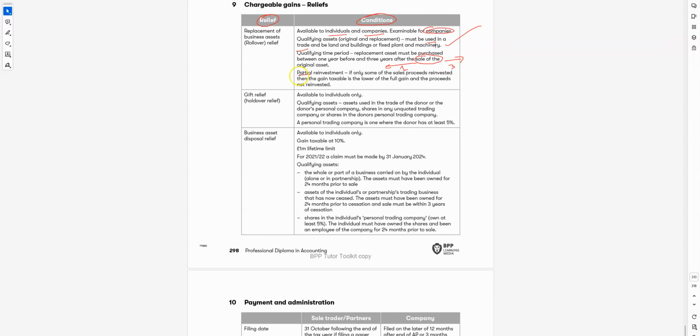Partial reinvestment: if we do not invest the full money, for example, if we sell the old asset for £10,000 and we only invest £5,000, then there will be some immediate gain that will be taxable. If only some of the sale proceeds are reinvested, then the gain taxable is the lower of the full gain and the proceeds not reinvested. I'm going to explain the meaning of that in a little more detail, but for the time being, now we know the conditions. We'll go back to the question now and I'll show you in a little more detail from there.